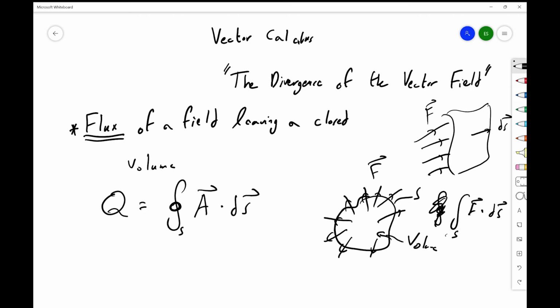Now flux plays a role in the definition of the divergence.